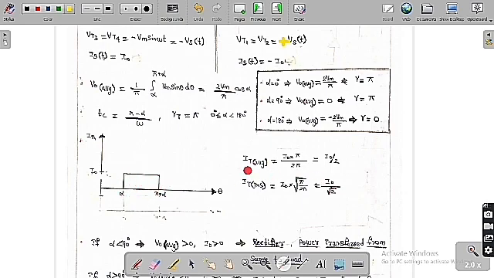Now I want to find the average value of the thyristor current, which is I naught into pi by 2 pi, since the area is I naught times pi over a period of 2 pi. So we are going to get I naught by 2. If I want to find the RMS value of the thyristor current, it is I naught into the square root of pi by 2 pi, so we are going to get I naught by root 2. Then the thyristor average value is equal to I naught by 2, and the thyristor RMS value is equal to I naught by root 2.